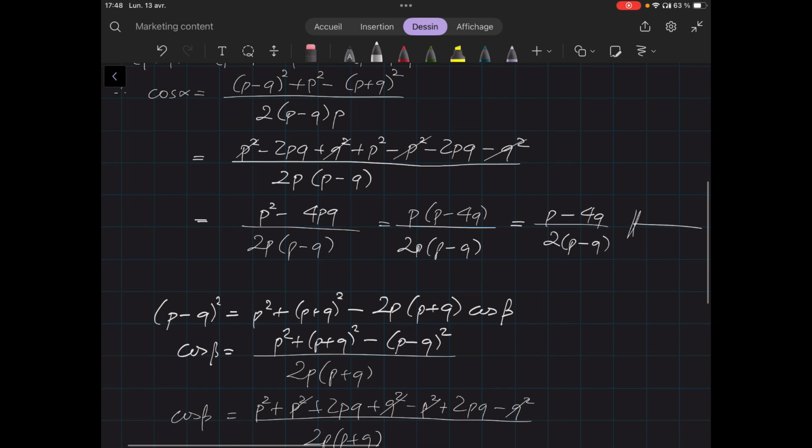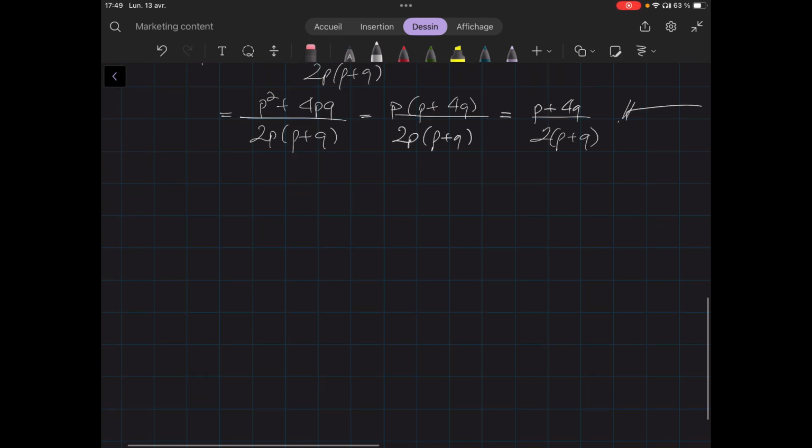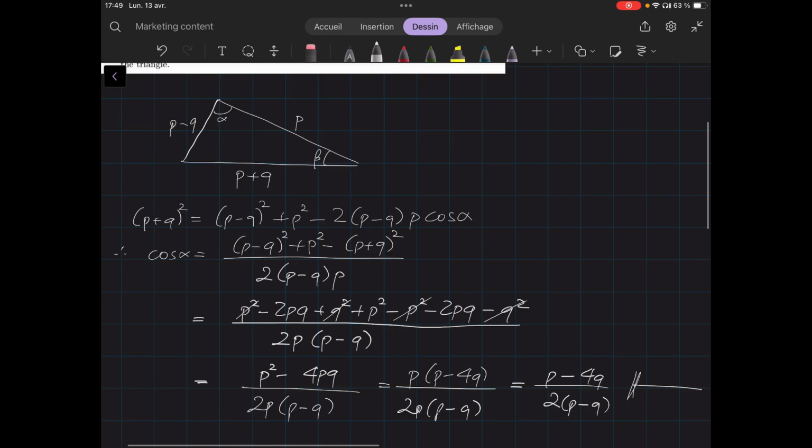Now we want to put this together to derive the identity. So, the goal here is probably to show that both the left-hand side and the right-hand side will give you the same expression in terms of p and q. So let's do that. Left-hand side. Just double checking that I got the right expression. Yep, all good.